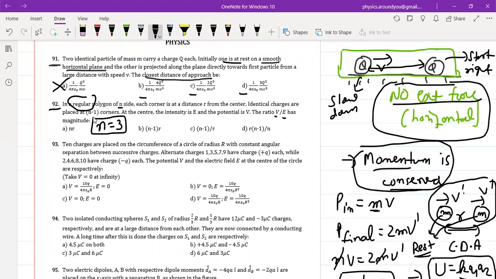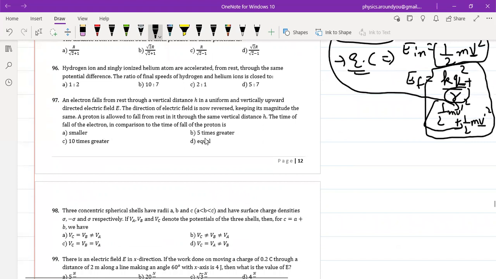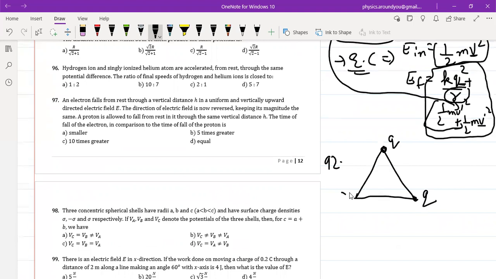Sir, what will happen if I assume n is 3? Well, if you assume n is 3, this is for the second question, the 92nd question, I will have a regular equilateral triangle. And the charges are placed at two vertices, not the third one, right? And I just need to find what is the field here. I need to find what is the potential here, and that's it. Then I can find the ratio.